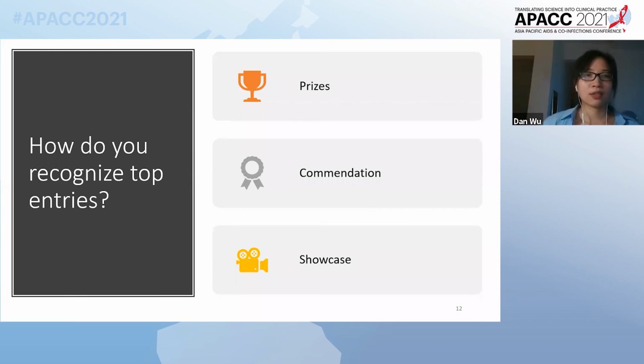And the next stage will be recognizing the top entries. You offer them prizes and commendations and share those solutions with the wider group. For many community participants, sharing their experiences and empowering them is a more powerful or more appealing approach to recognize their stories, because many may not care about cash or gifts, but they care more about the community, and they want to share their own experiences in making better change for their own community.